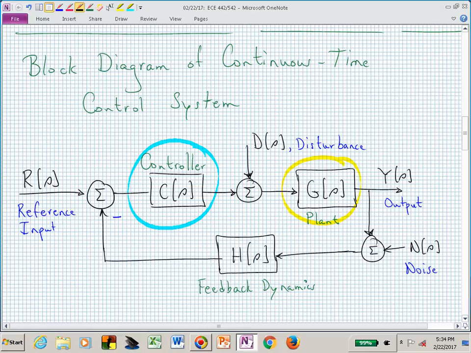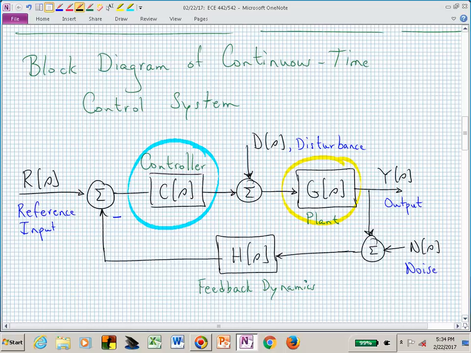Here's our generic block diagram of a continuous time system where we have our controller, we have our plant, and we could have feedback dynamics. Sometimes we simply have unity output feedback, and we sometimes suppress the negative unity output feedback in our description. So H of S would just be a 1. The transfer function for our feedback path would be 1.